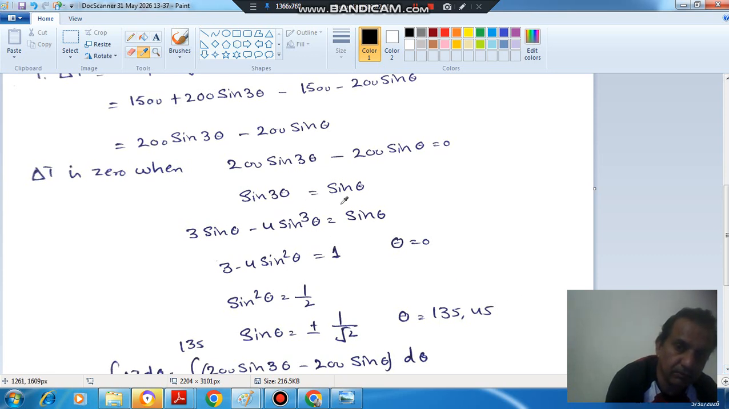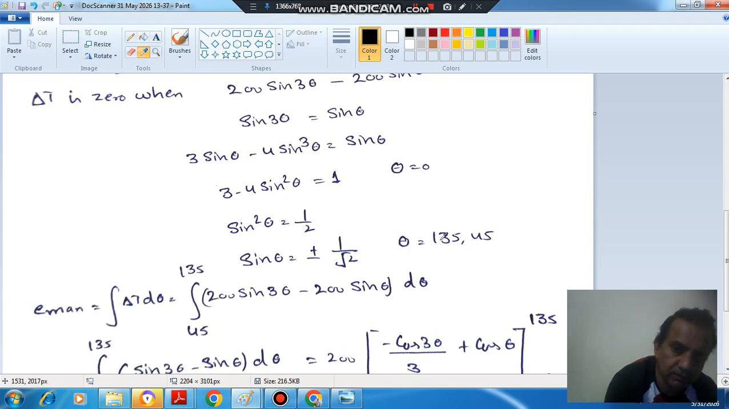sin 3θ will be equal to sin θ, or further solving it we get the value for θ as 0, 135 and 45. Here we have used the formula for sin 3θ, that is 3 sin θ minus 4 sin cubed θ, to solve this equation. So θ comes out as 0, 135, 45. So 45 and 135 are consecutive angles in this expression.